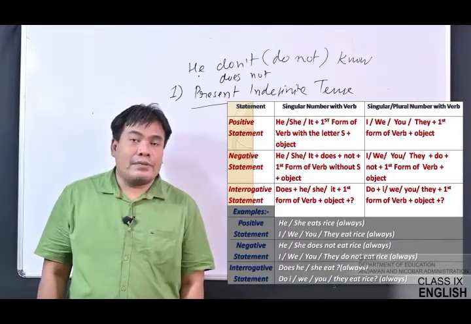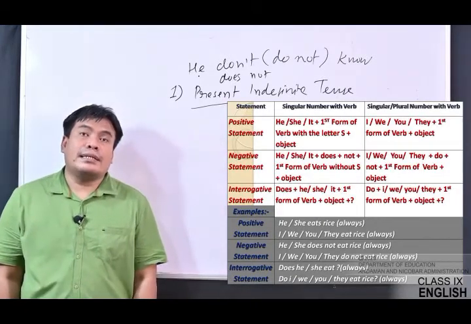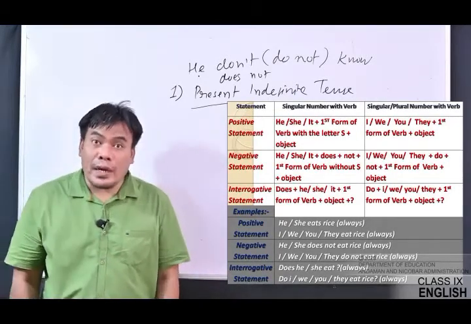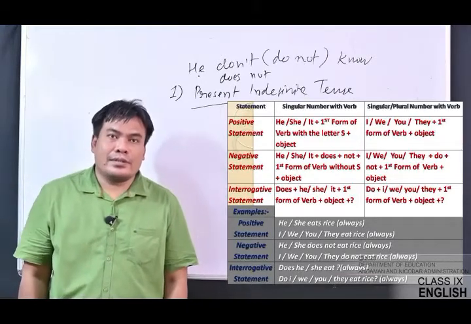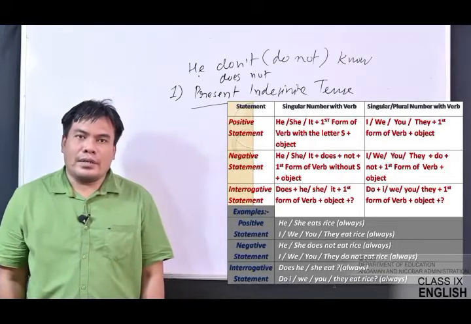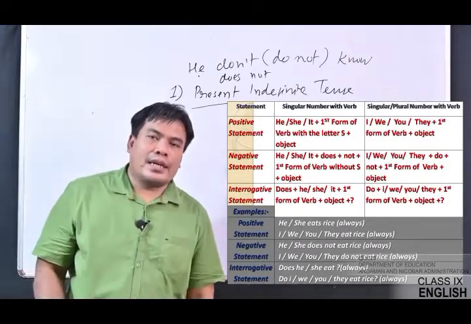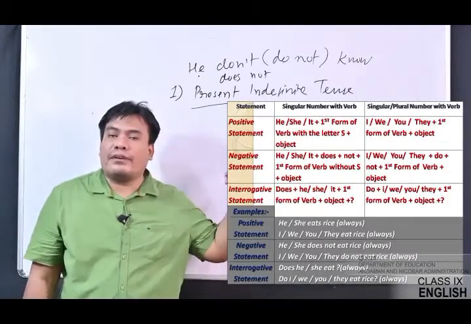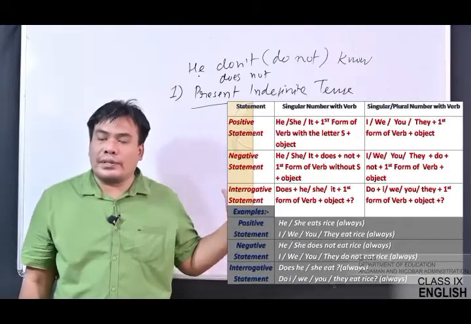And for an interrogative statement, does he or does she eat rice, with a question mark? And do I, do we, do you, do they eat rice? Do we eat rice? Do you eat rice? Do they eat rice? Okay. So that was just for you to understand. Again, I'm telling you, you have your mobile phone, just take a snapshot of that table right now because it's going to be helpful for you. I don't want you to miss that.